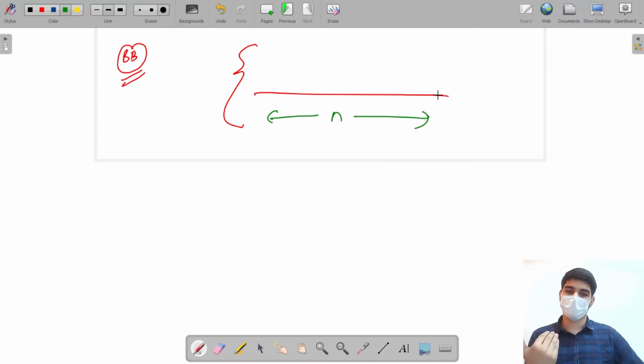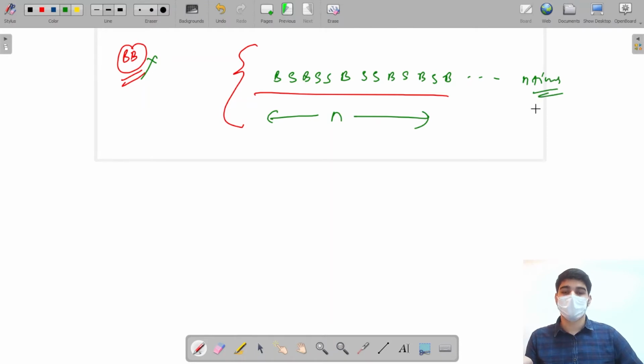we have to arrange buildings and spaces such that there are no consecutive buildings. So there could be building, space, building, space, space, building, space, space, building, and space, building, space, building, and so on and so forth, for n times, as the length or width of a building and a space is 1.